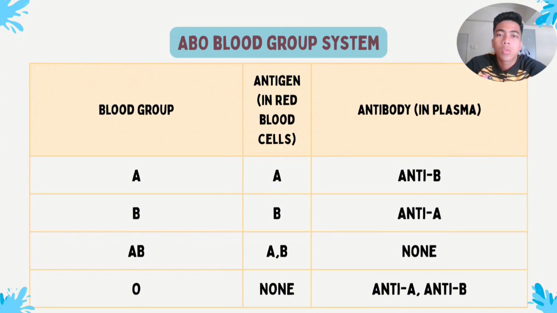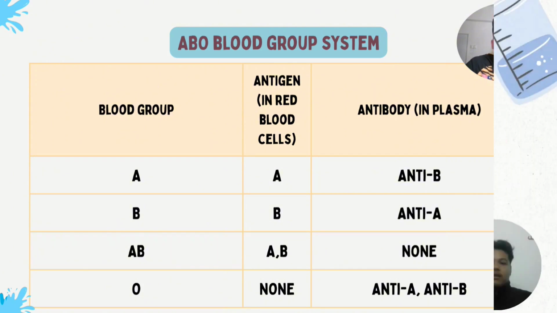For blood group A, the antigen is A, while for B, the antigen is B. But the antibody to prevent the antigen in group A is anti-B, while for group B it is anti-A. For group AB, the antigens are A and B, but there are no antibodies. For group O, there is no antigen, but the antibodies are anti-A and anti-B.